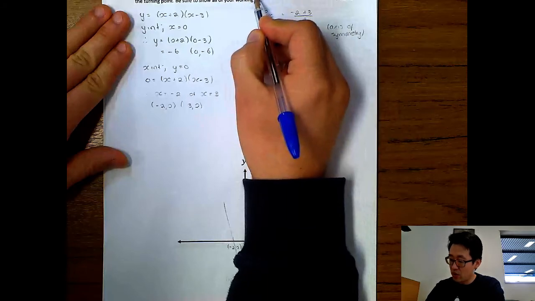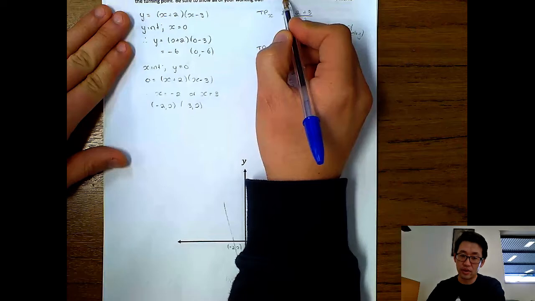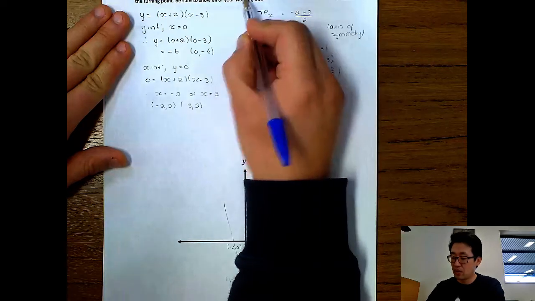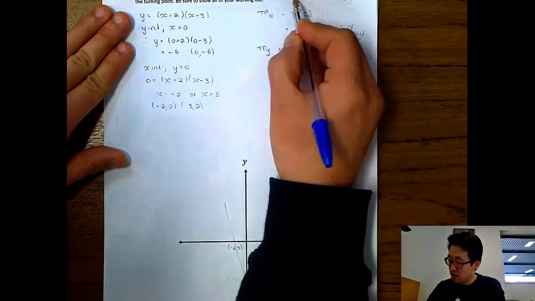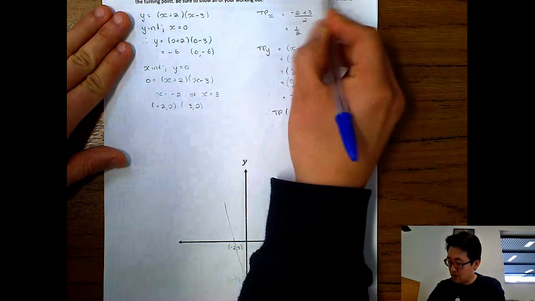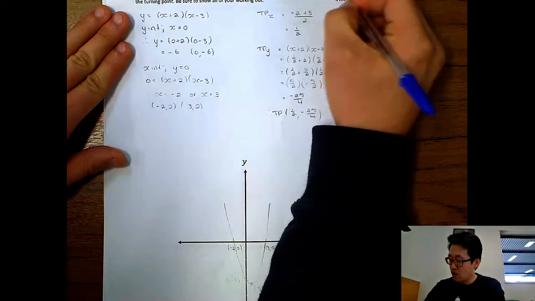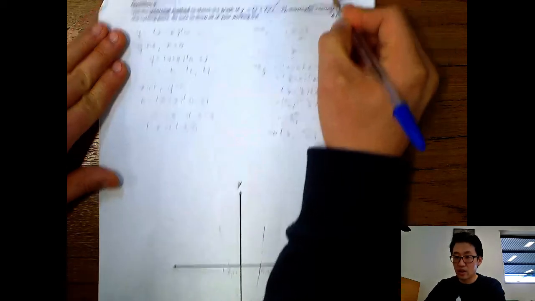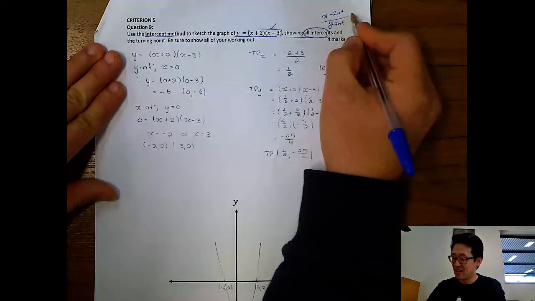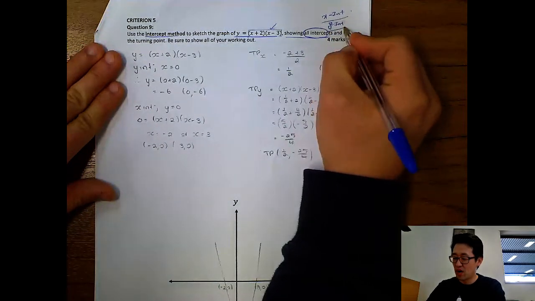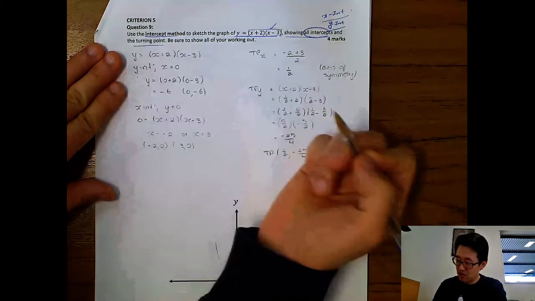So this one is already in a bracket, which means what? It's factorized. If you have a question without factorization, what do you need to do? You need to factorize it, showing all the intercepts, x-intercept and y-intercept. x-intercept when y equals 0, y-intercept when x equals 0, and turning point.